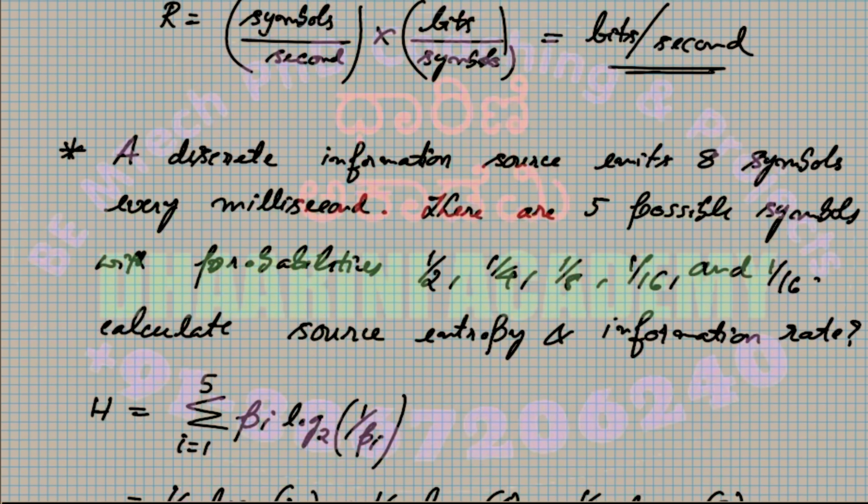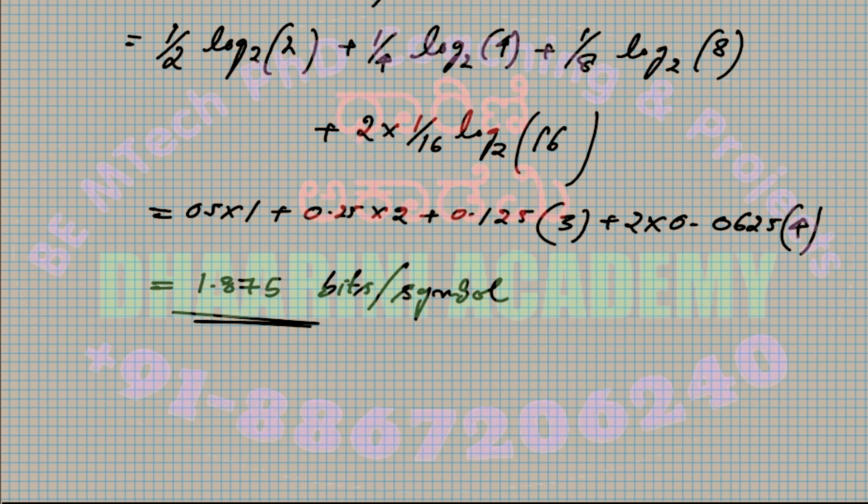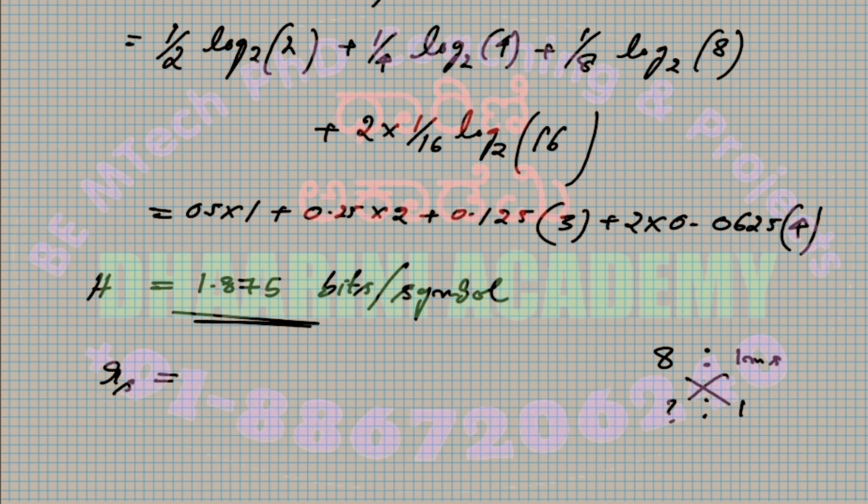Now I need to calculate the information rate. The information rate, capital R, is equal to small r into H. Anyway, H we have. I just need to calculate what is the small r or r_s. This is the number of symbols per second. In the question, you can see that 8 symbols are sent in 1 millisecond. So in 1 second, how much? This is what I need to calculate. Instead of a question mark, I can simply write that as r_s.